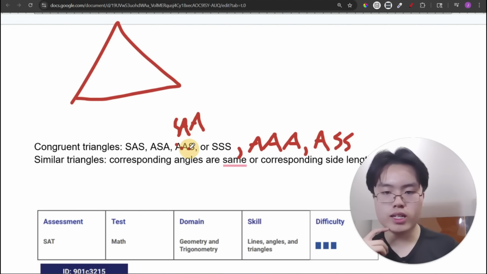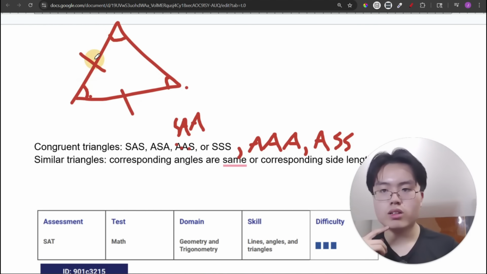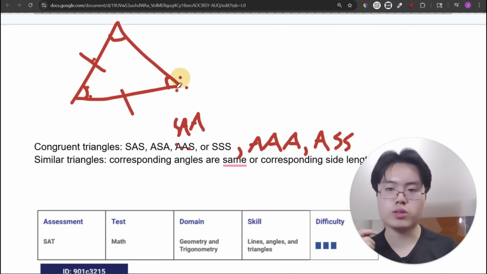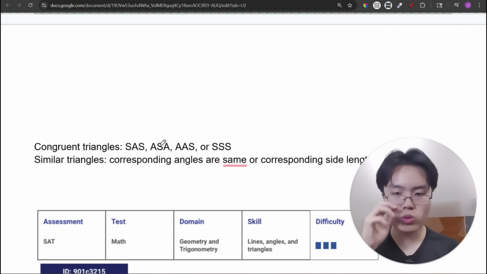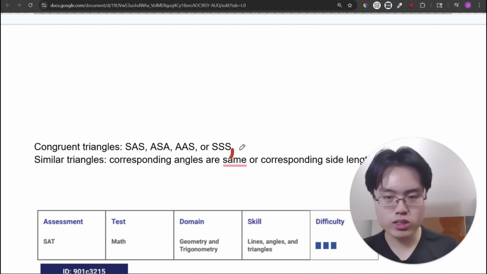By the way, A and S stand for angle and side, in case you forgot. So angle, side, like an angle and a side. If I do angle, side, that's the same thing as side, angle. It just depends on which direction you're looking at it from, so it doesn't matter. I'll show you what I mean later on.